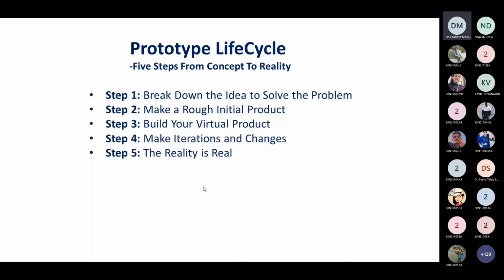Then obviously the final one is the product, the final step. Then you can push your product for testing and validation. If there are any certifications involved, you can push it to them so that they can validate and certify your product. Then you can go to the market. So this is a simple prototyping life cycle.